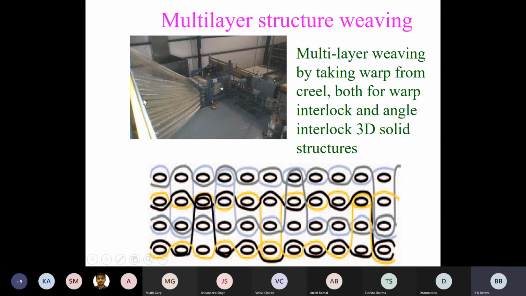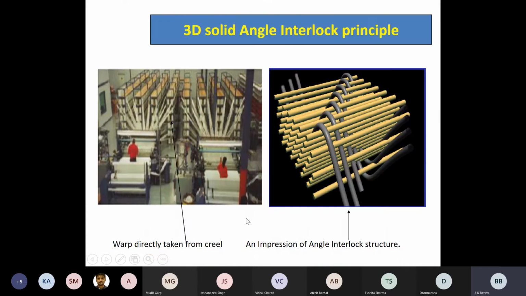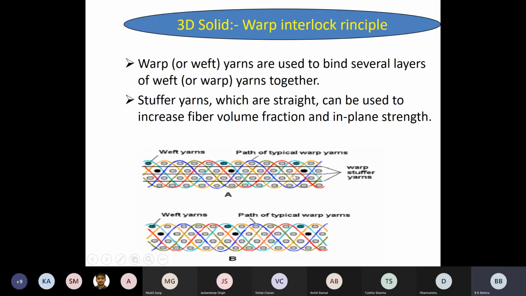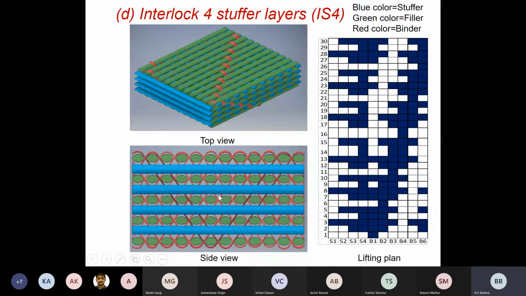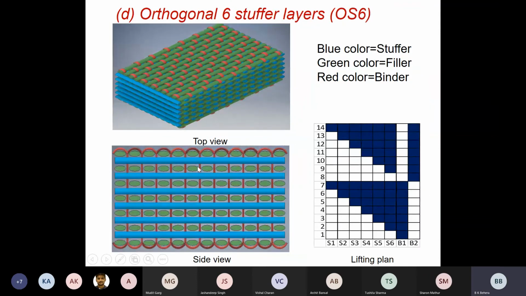As you can see here, the yarn is coming from a creel. So you must understand another fundamental point at this stage. Why do we want a yarn from a creel instead of a beam? Look at this structure and look at this structure, or even look at the orthogonal structure here.